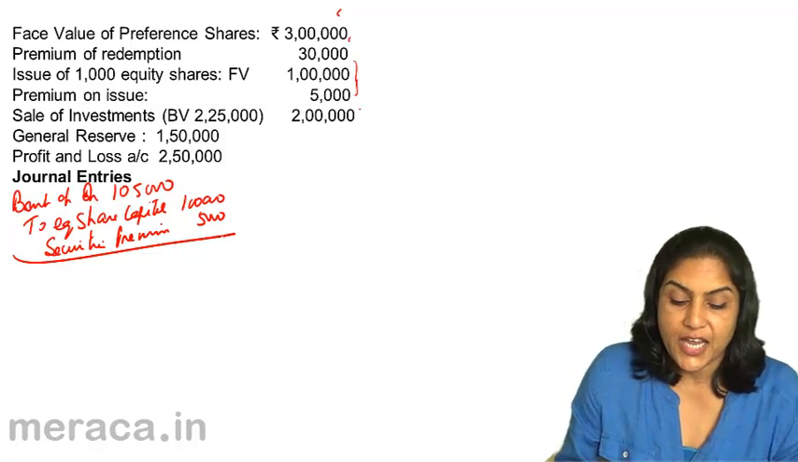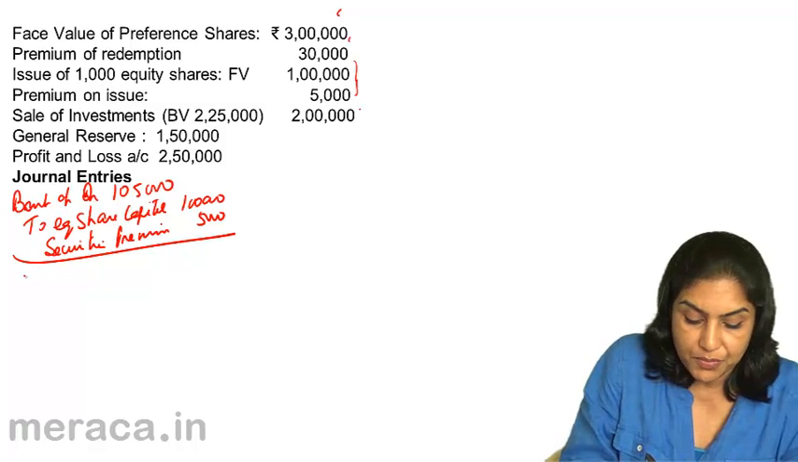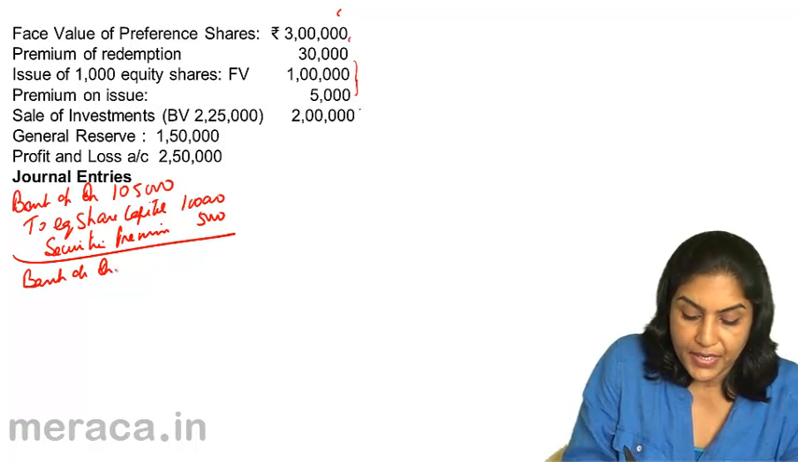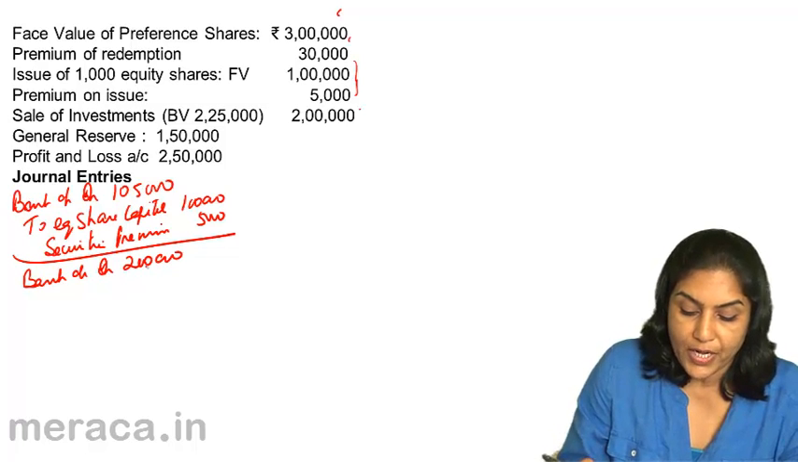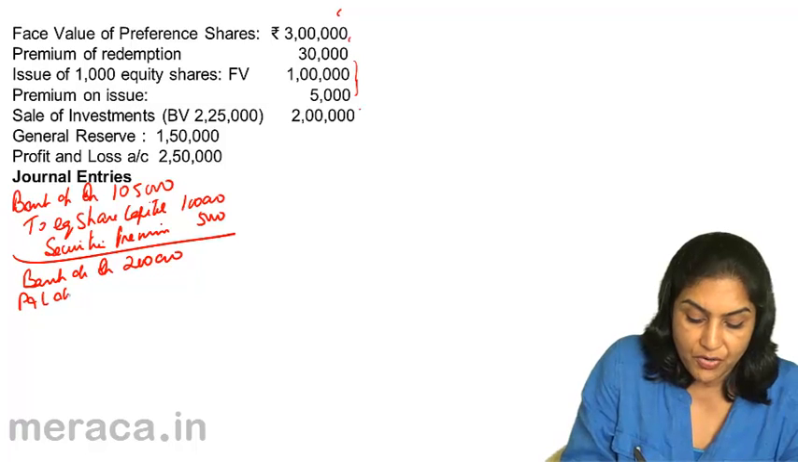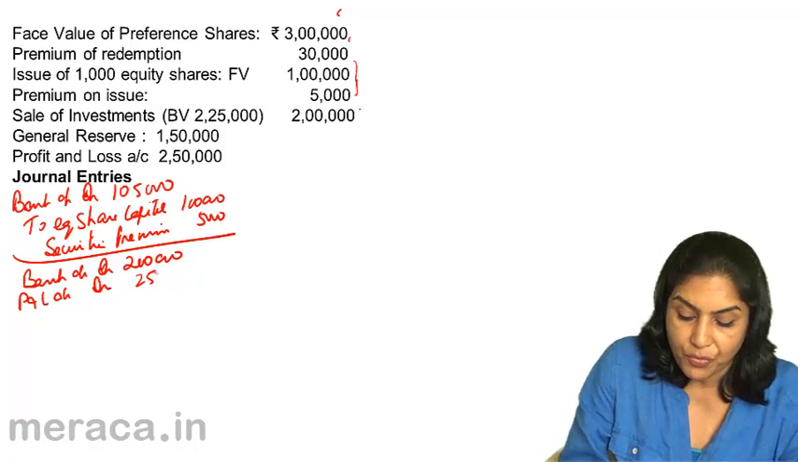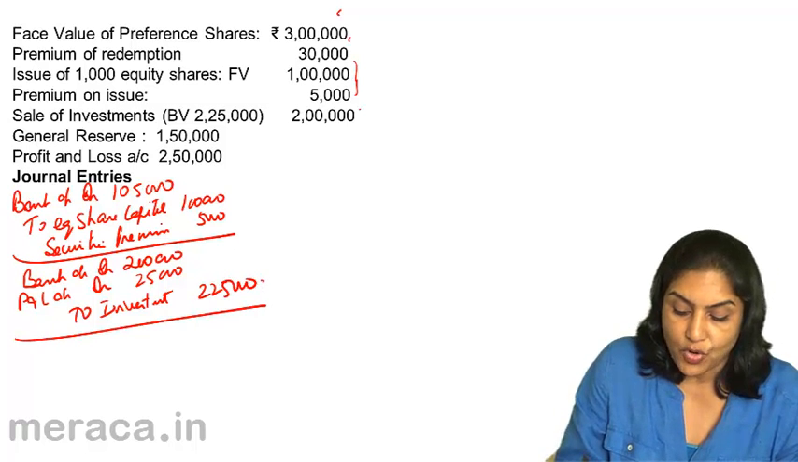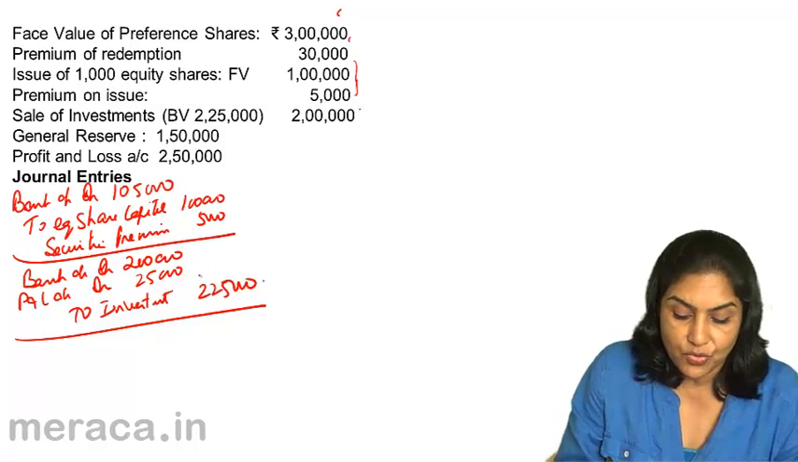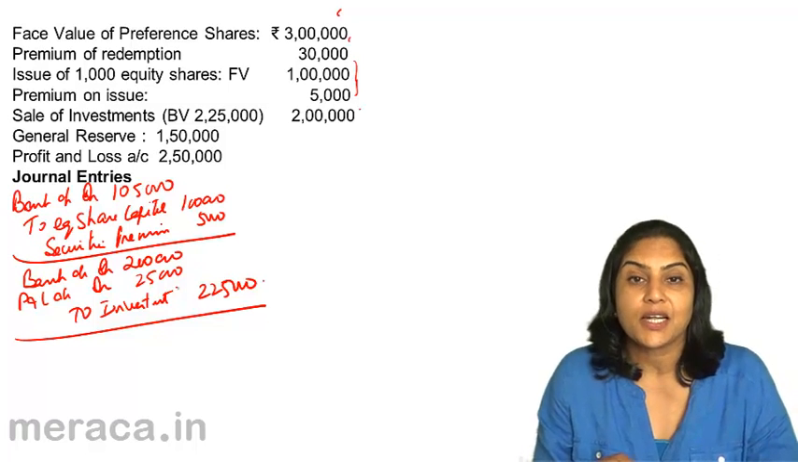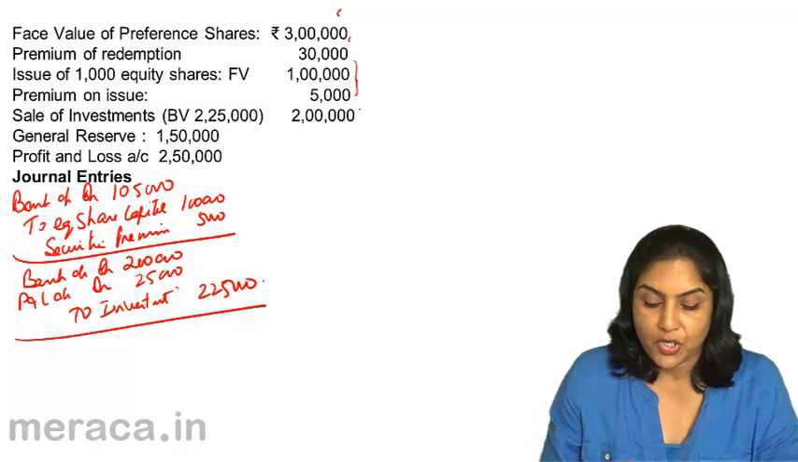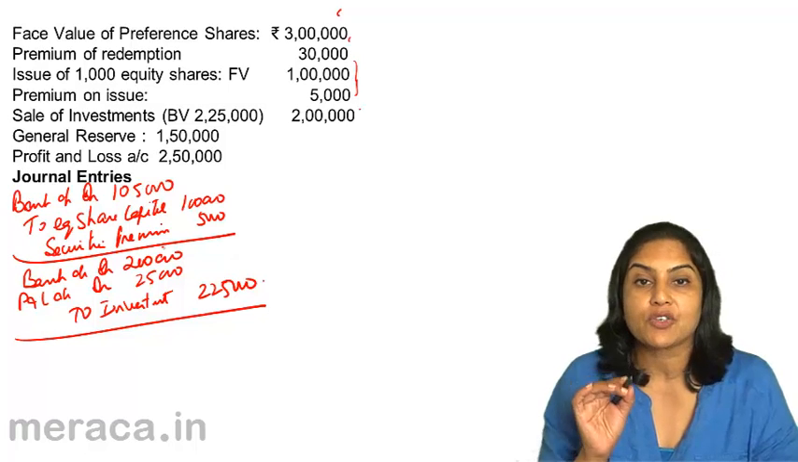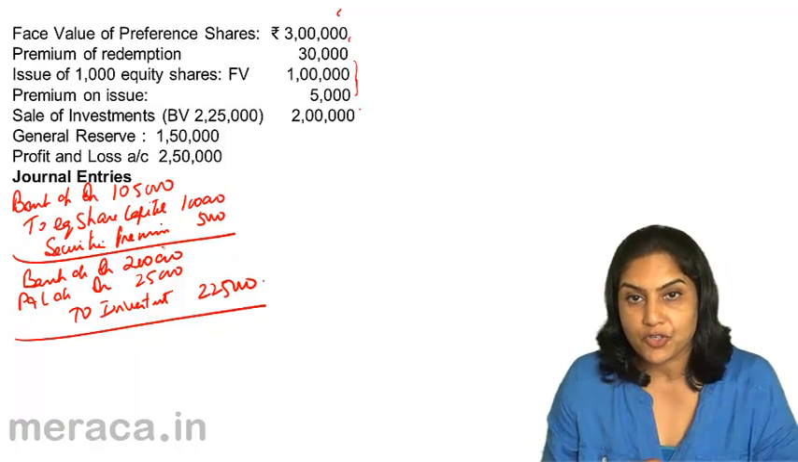Now we need cash. What is the entry for sale of investments? Bank account debit. Money comes in is only 2 lakh. However, the book value is 2,25,000. Therefore, profit and loss account debit. This is the loss on sale of investments of 25,000, to investments. The book value of the investments sold is 2,25,000. So out of the books 2,25,000, cash comes in only 2 lakh. The difference is loss on sale of investments taken to profit and loss account. So now we've got 2 lakh cash plus 1,05,000, 3,05,000, and the 25,000 cash balance will be used to redeem the preference shareholders.